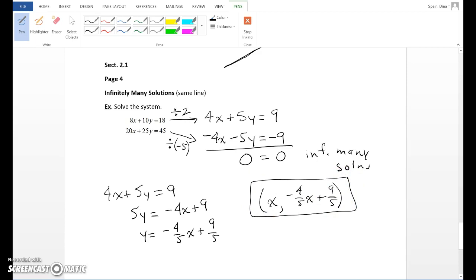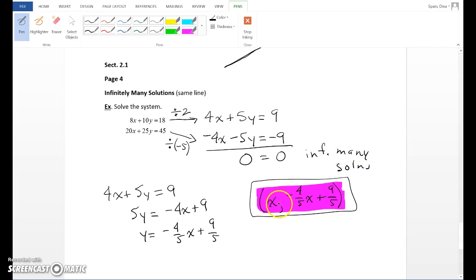Alright, I'm not sure how WebAssign is going to want you to enter those answers, and it might just be, I don't know if they're going to want an ordered pair, but that's how you'd do it. They might just say, tell me if there's infinitely many solutions or if there's no solution.